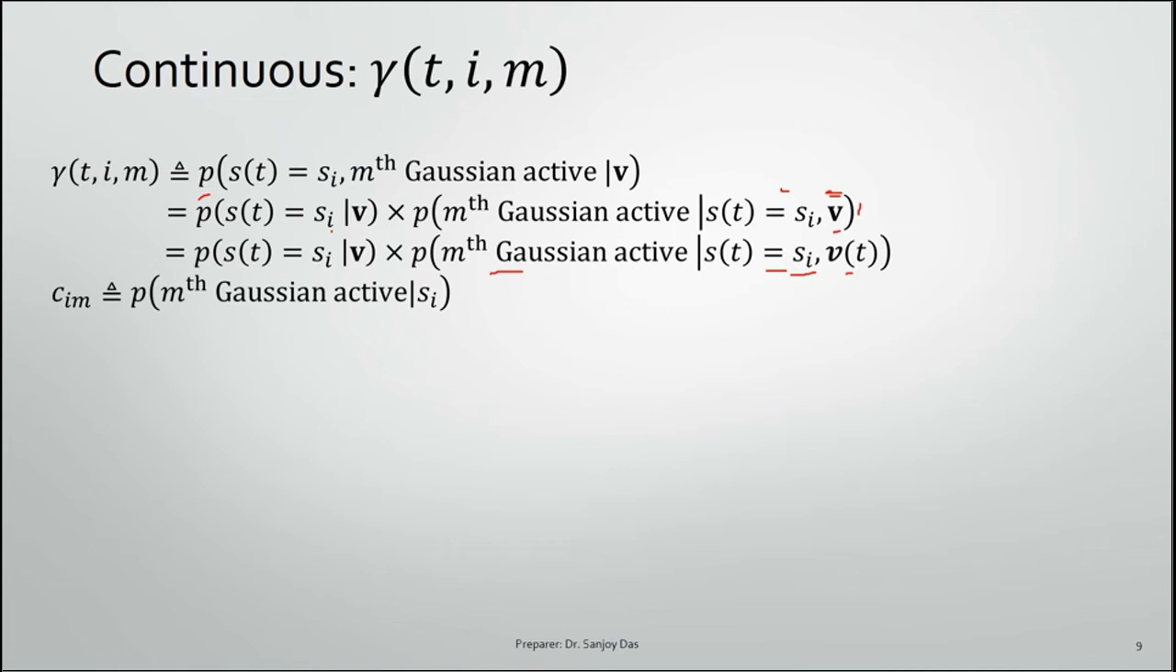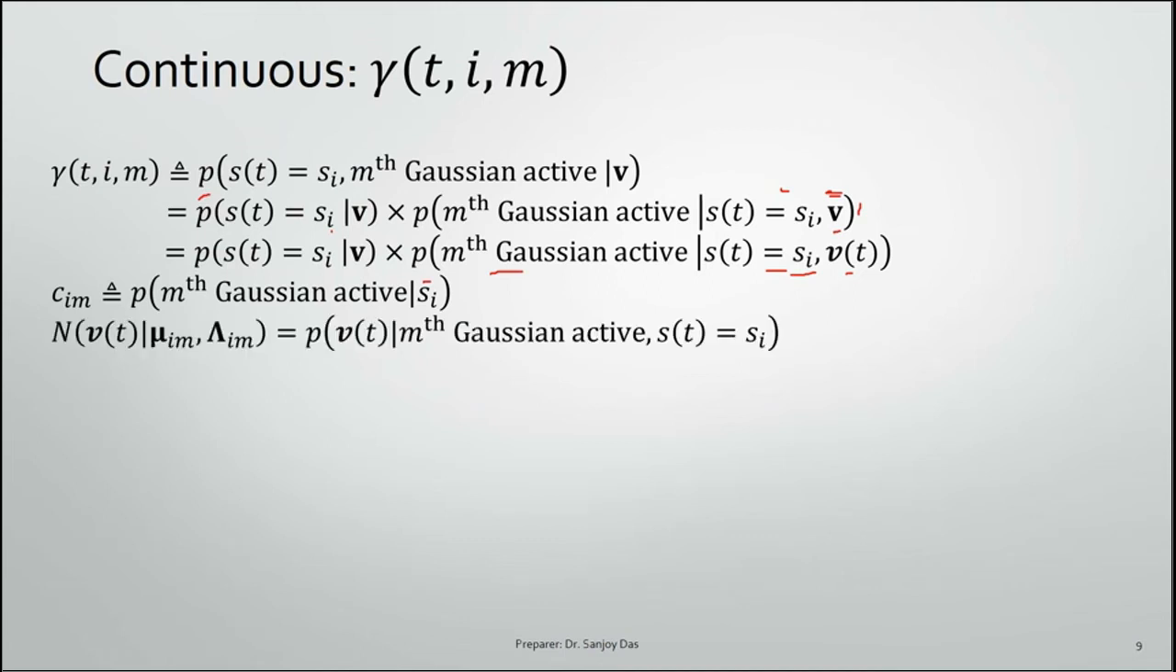Now, Cim is the probability of the mth Gaussian being active given Si. I've just used a shorthand notation. This is the same thing as St equals Si for any given time instant t. The Gaussian PDF of V given mu Im, lambda Im is the PDF of V, given the mth Gaussian distribution is active and the state is St equals Si.